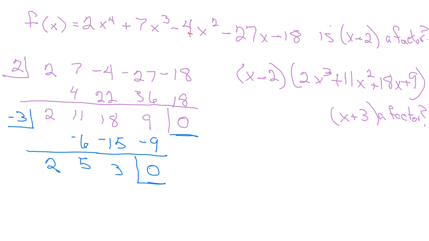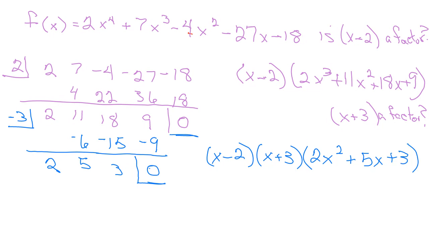So I now have, I knew that x minus 2 was a factor. I just showed that x plus 3 is a factor. And it leaves me with 2x squared plus 5x plus 3. Okay, I've done enough work. I would like you to go ahead and factor that remaining quadratic. And you can factor it using any method that you would like. I would pick whatever works fastest for you.